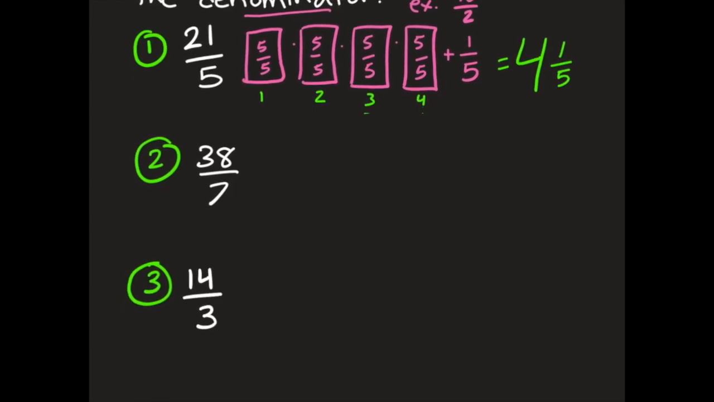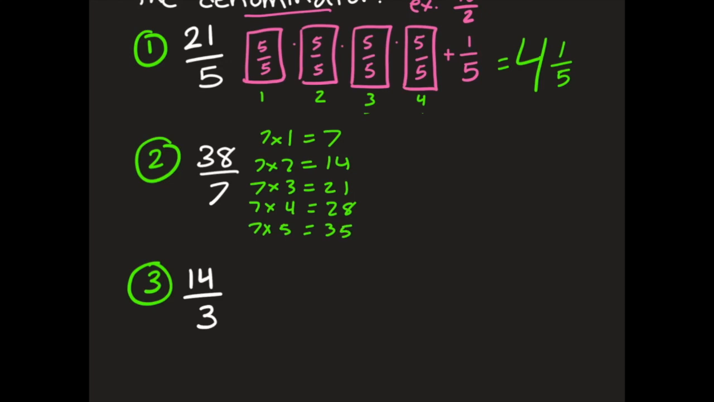Another way for 38/7 is to say, okay, 7 times what number is going to get me close to 38? So I'm going to write some of them out and I'm going to check them. So let's do, okay, 7 times 1, that equals 7. 7 times 2, 14. 7 times 3, 21. 7 times 4 is 28. 7 times 5 equals 35.